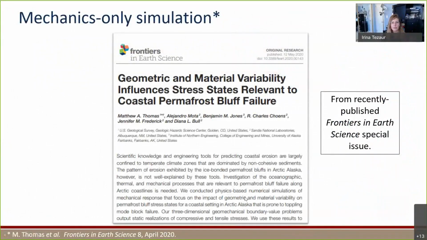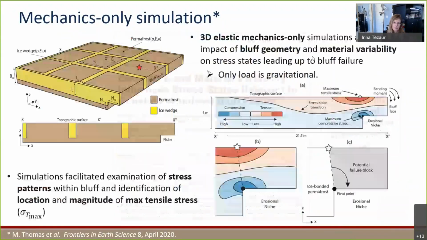The first set of results are for a mechanics-only simulation, and these were generated before our thermomechanical model was ready. These are from a special issue of Frontiers in Earth Science. Here's the paper if you'd like to look it up for more information. It just came out last month. So a little bit about the problem setup here.